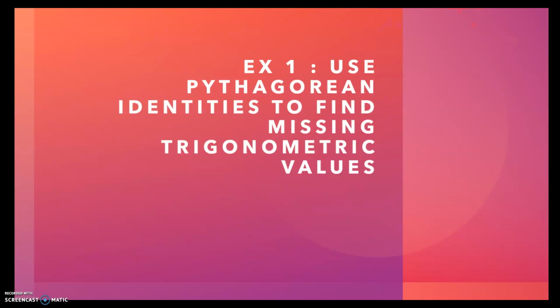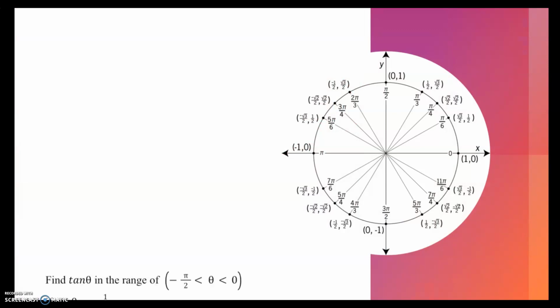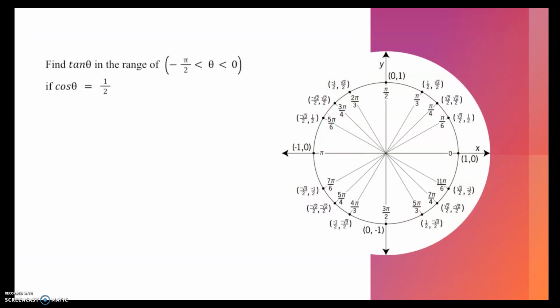Here I'll be teaching you two examples of how you can use the Pythagorean identities. The first one is how to use the Pythagorean identities to find missing trigonometric values. Here we have the unit circle to guide us, and the question asks: find tangent theta in the range of negative pi over 2 and 0 if cosine theta is equal to 1/2. Here's the range of the circle they're asking about.